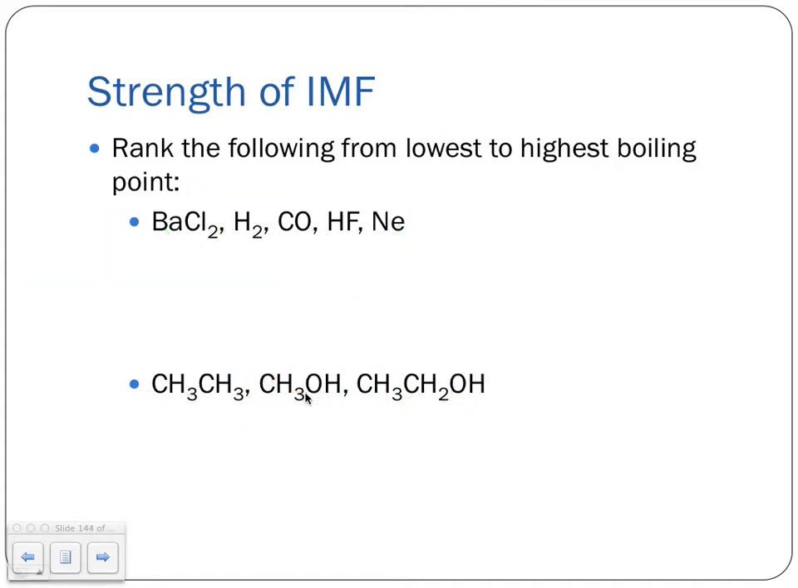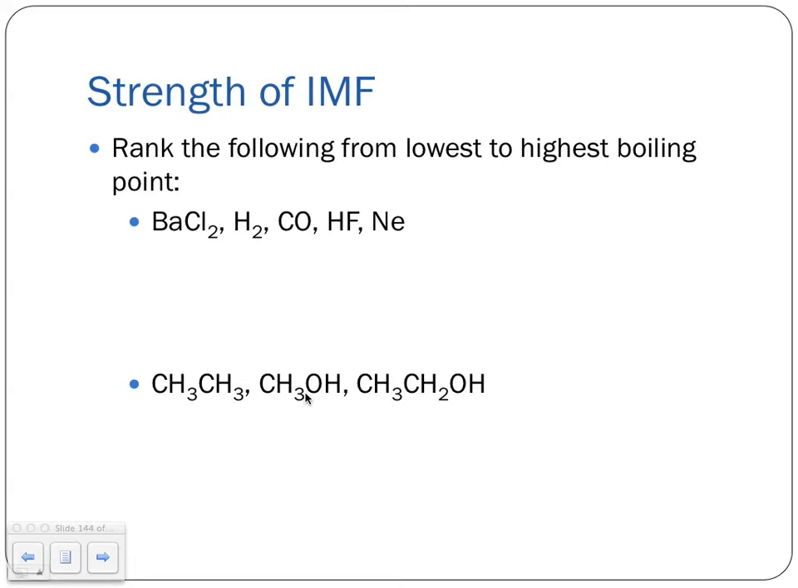So now our question, rank the following from lowest to highest boiling point. So remember that whenever a substance has strong intermolecular forces, it's typically going to have a high boiling point. So when we say rank it from lowest to highest boiling point, we're really ranking it from weakest intermolecular forces to strongest intermolecular forces. So let's go through this. First step, as we said, look at the masses.